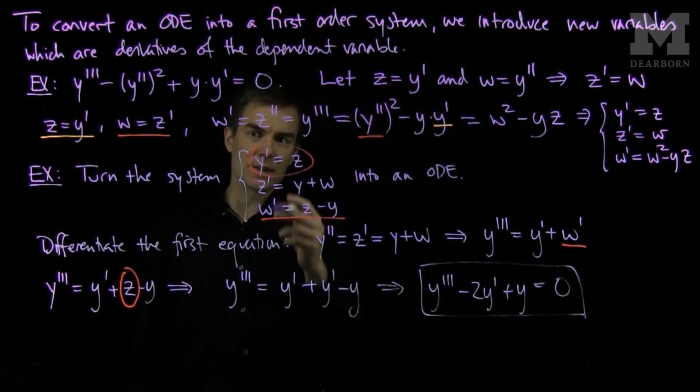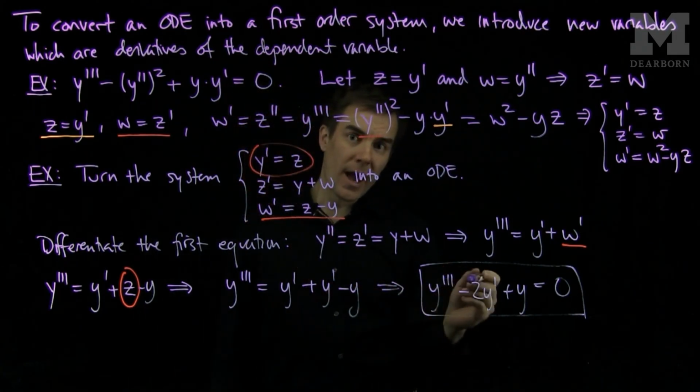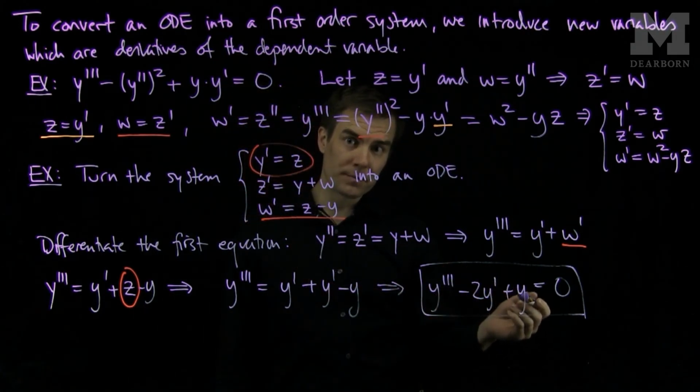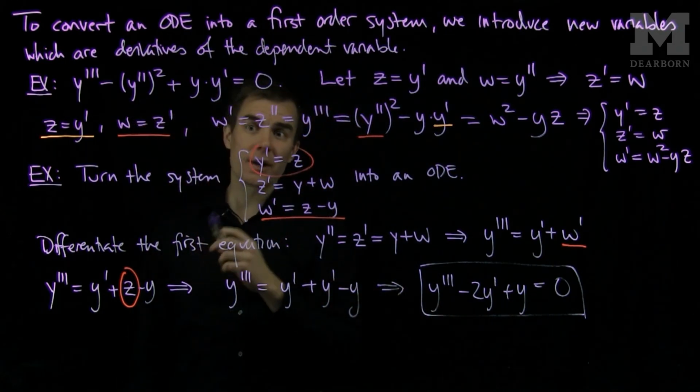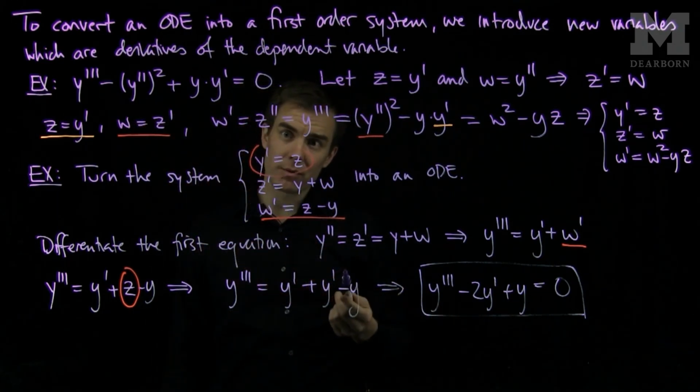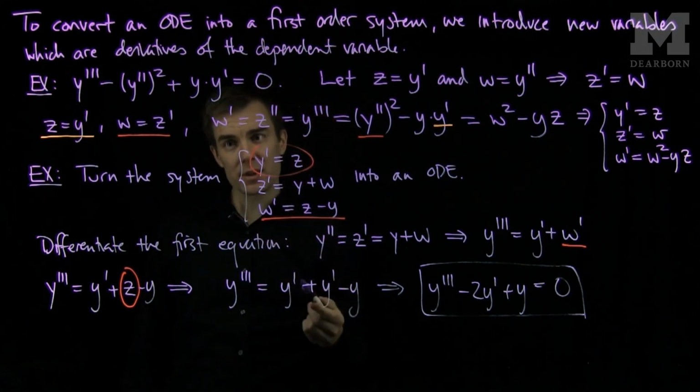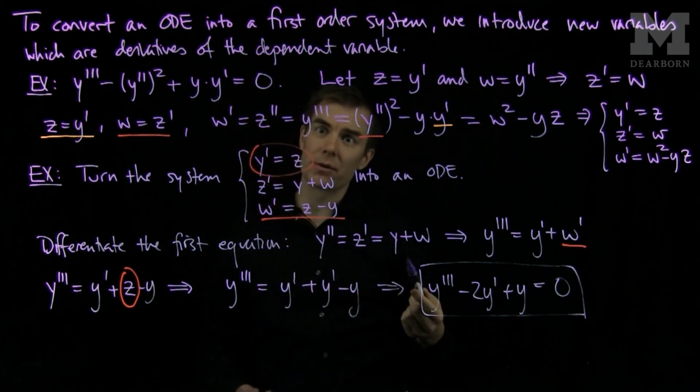We noticed that since I had 3 equations in my system, I end with a third order equation. So to summarize, if I start with an ODE, I can turn it into a system by introducing derivatives, and if I start with a system, I can turn it into an ODE by taking derivatives.